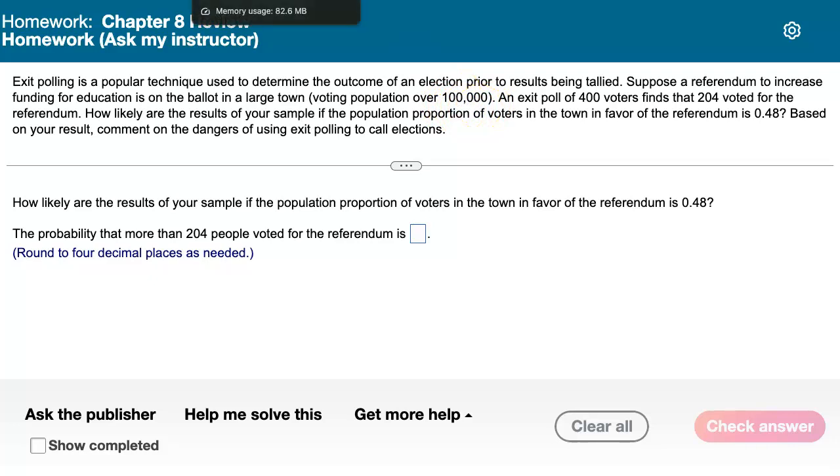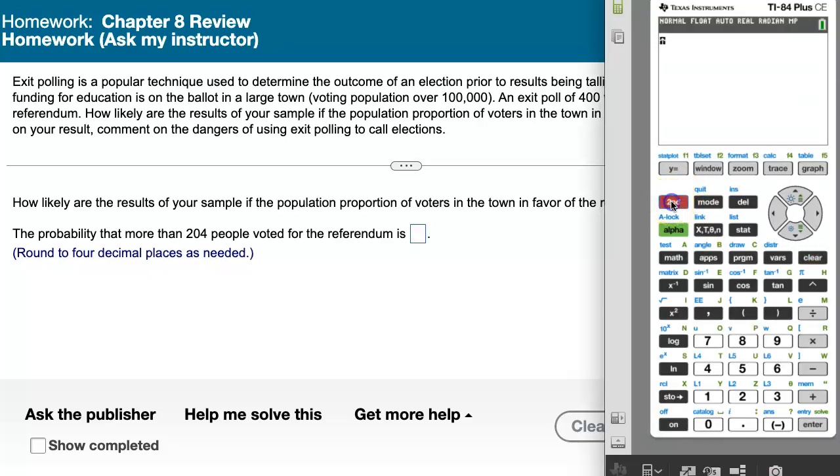I'm going to bring up my calculator to the side so that I can calculate that standard deviation that I need, and I already know that P is going to be 0.48. So let's find that standard deviation. It's going to be the square root of 0.48 times 1 minus 0.48 divided by the sample size. And we're going to take that value and use it in StatCrunch.